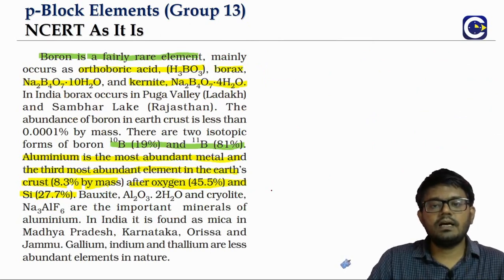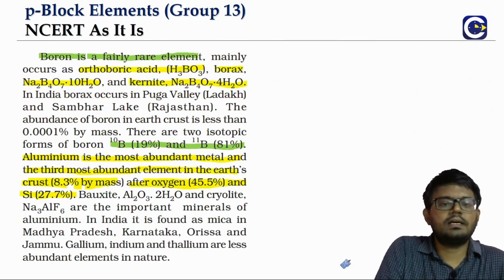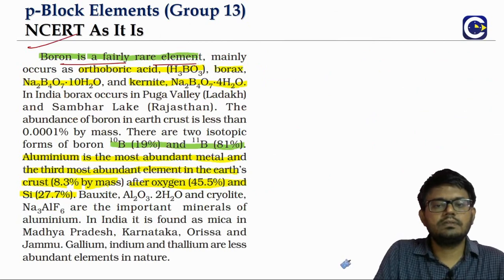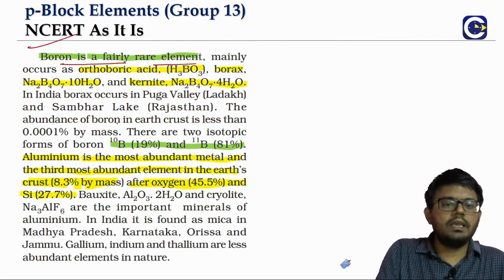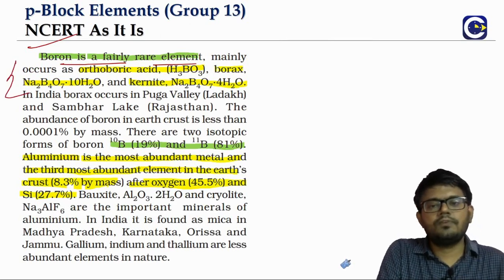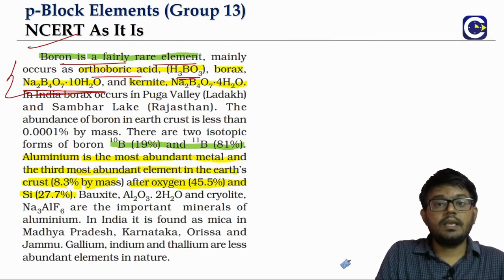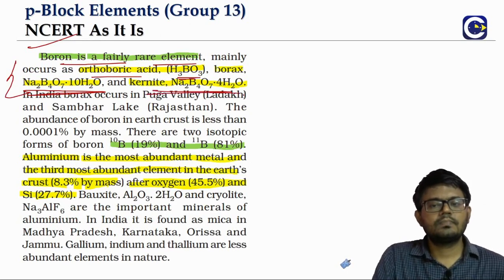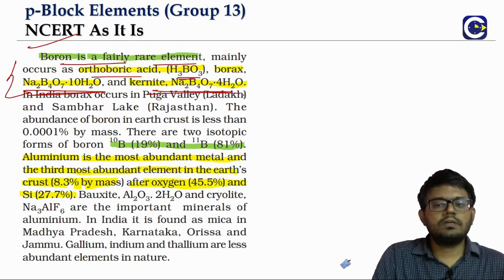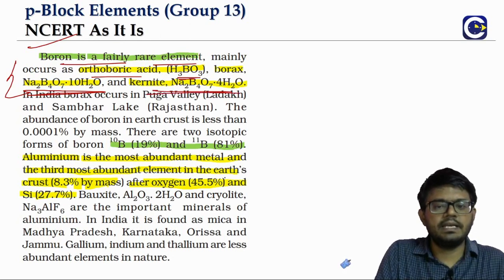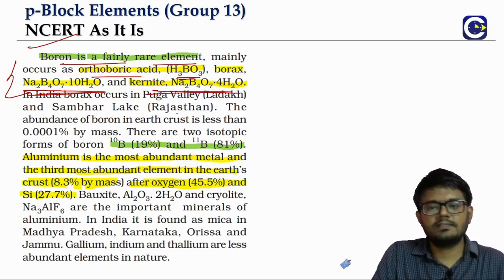In terms of availability, boron is not very abundant. It's a rare element in terms of abundance. The main sources of boron are orthoboric acid H3BO3, borax Na2B4O7 decahydrate, then we have kernite Na2B4O7.4H2O. There are places where we will obtain this in India, like Puga Valley in Ladakh and Sambar Lake in Rajasthan.